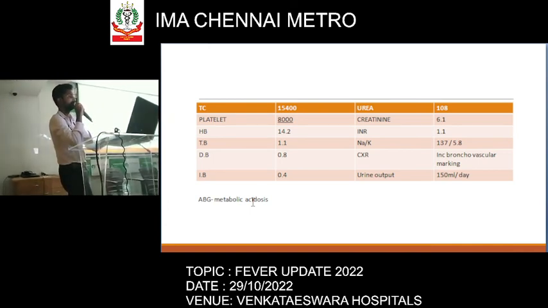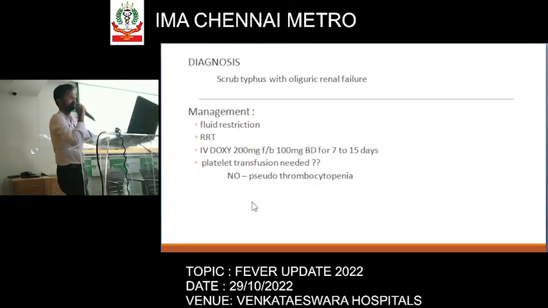Since the patient has developed pedal edema and bilateral basal crepts, she is currently in a polymorbid state. So fluid restriction is an important thing, and renal replacement therapy is also important, since the patient is having acidosis and the urine output is less than 150 ml per day, with urea and creatinine on the higher side. So what is the treatment for severe scrub? Just like lepto, IV doxy is the drug of choice for severe scrub also. So IV doxy 200 mg stat followed by 100 mg BD for 7 to 15 days is the ideal treatment.